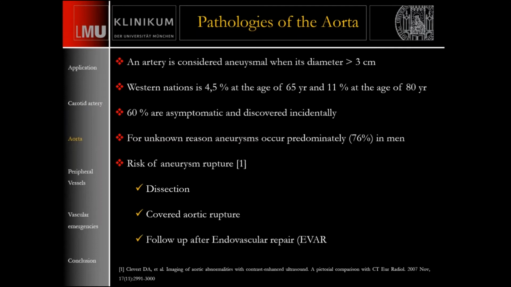An aneurysm of the aorta is called an aneurysm if the diameter is more than 3 centimeters. In Western nations, we have a higher risk in comparison to other areas of the world. 60% of these aneurysms are asymptomatic. That's the reason why patients don't know that they have an aneurysm. Unfortunately, most of the patients are men, and there are a couple of risk factors that they could rupture. For example, if the diameter is growing, they have to take care. This is the reason why patients in Germany with an aneurysm diameter of more than 5 centimeters will often be treated with endovascular repair.